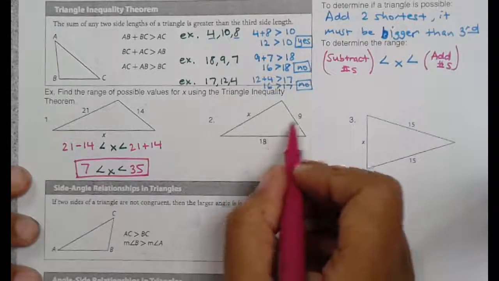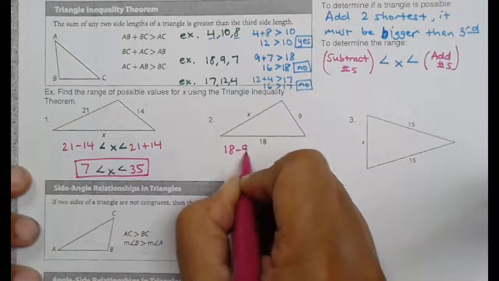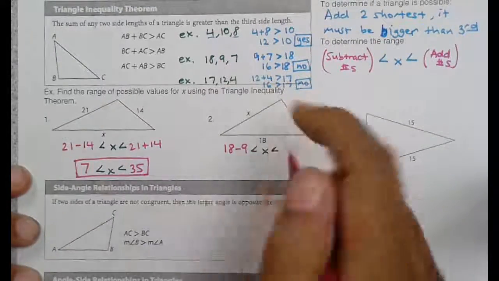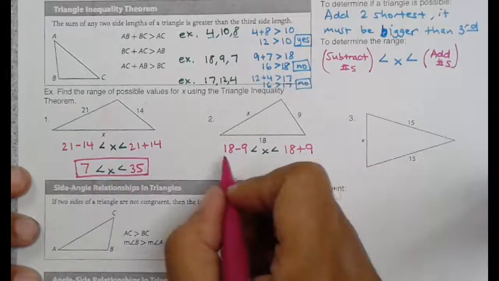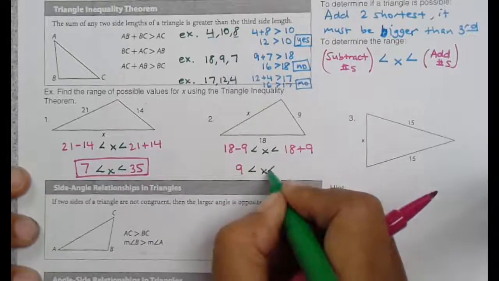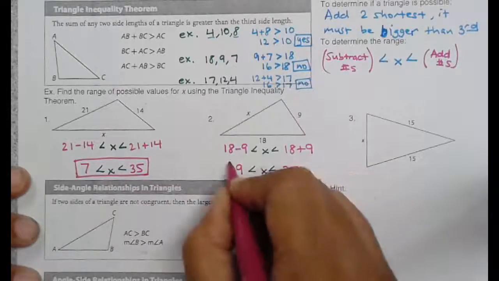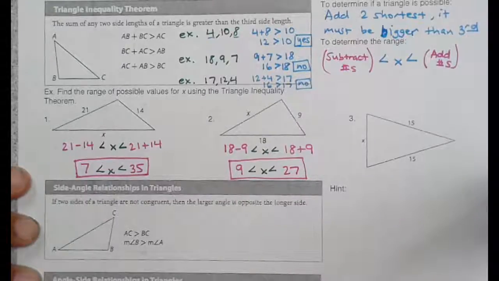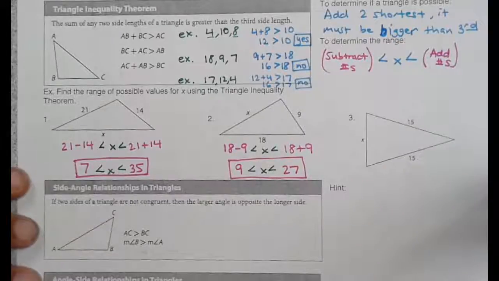Here we go. We're taking the two numbers, subtract to get the smaller number: 18 minus 9, less than x, less than, and to get the larger number, we're going to add the numbers, 18 plus 9. All right, 18 minus 9 is 9, less than x, less than 18 plus 9, which is 27. So the range of values that x could possibly be is between 9 and 27. All right, you should try this one on your own and then pause it, see if you get it right.